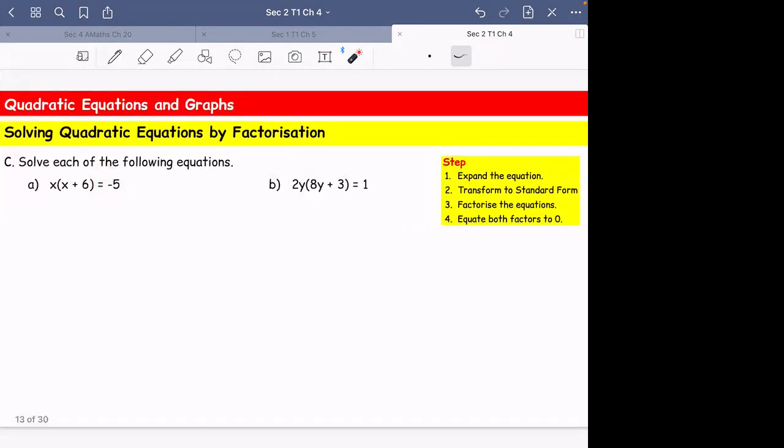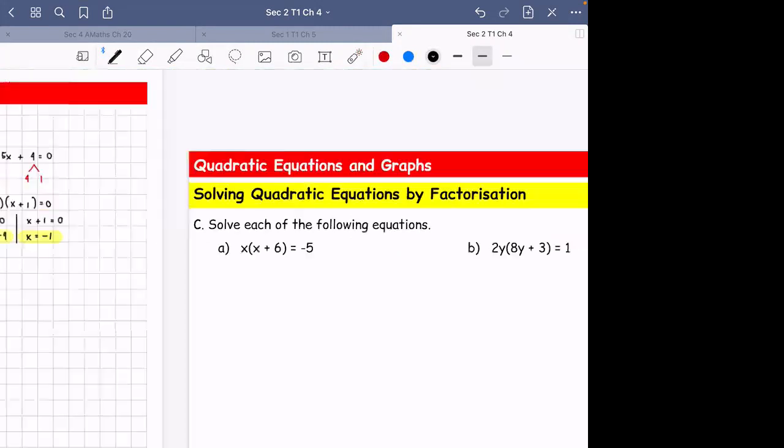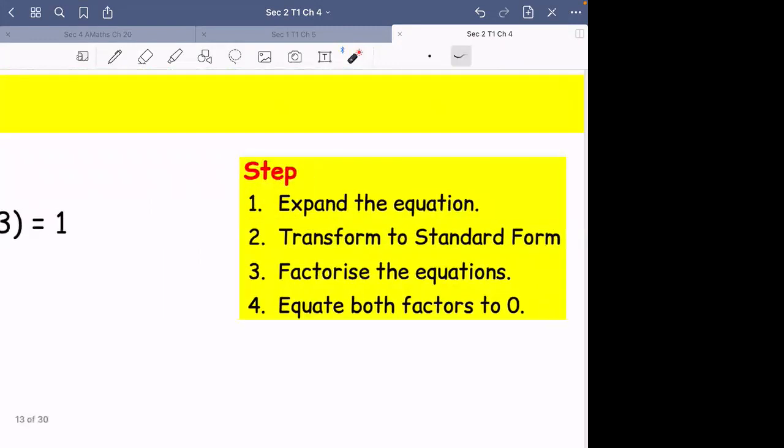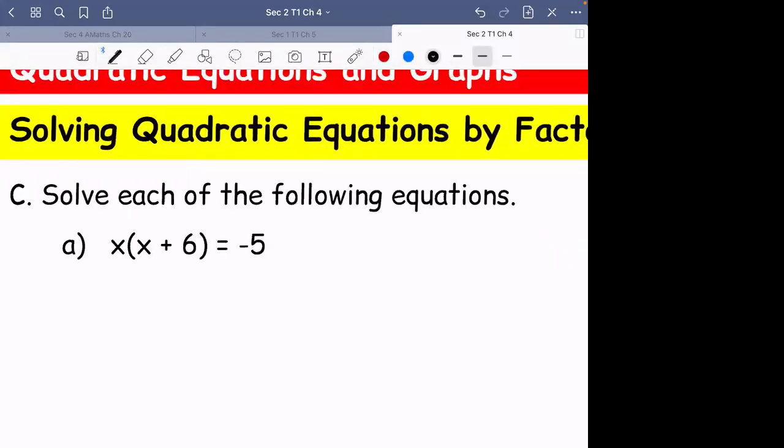So what do I mean by this? It requires expansion again. The first step is to expand the equation first, and then you transform to standard form. So let's do the first two steps. Let's expand letter A. So we have x squared, or x squared plus 6x. And then what do we do with -5? We transpose it to the left side. So it becomes plus 5 equals 0. Is that clear, Sec 2?